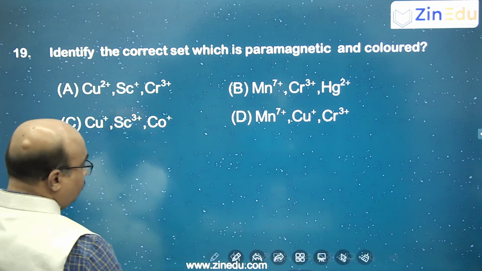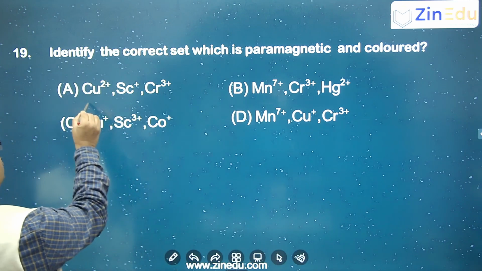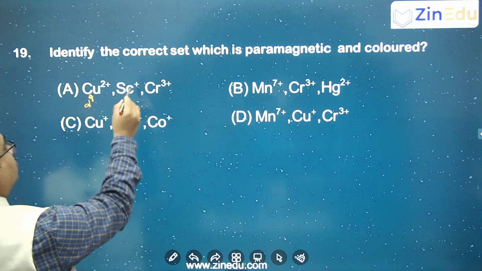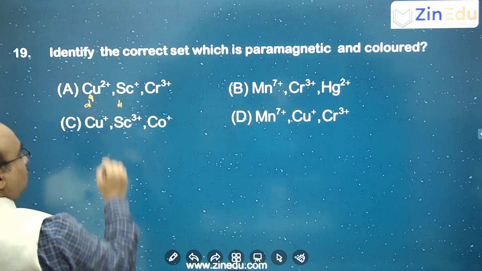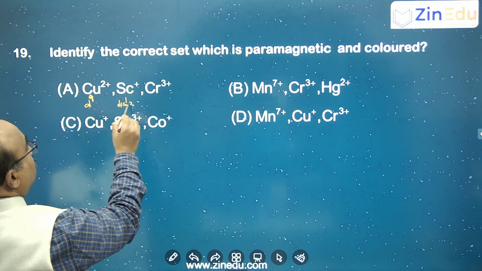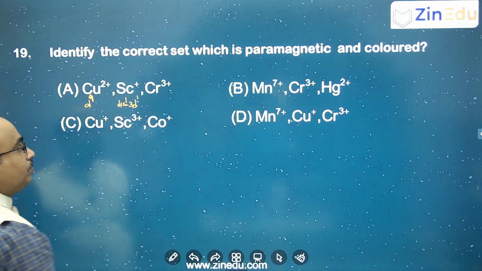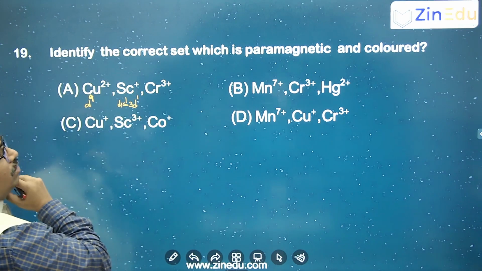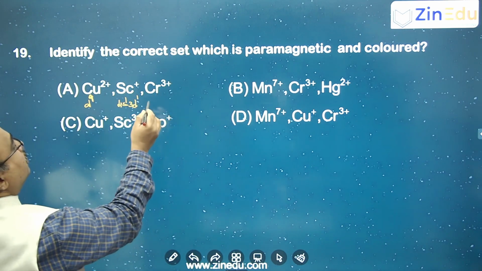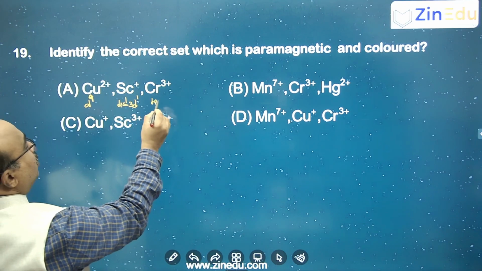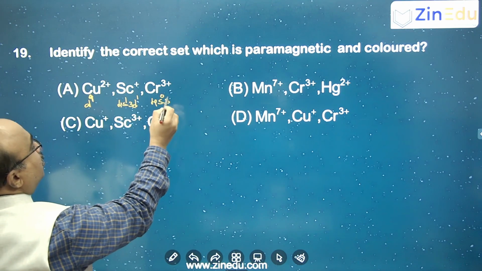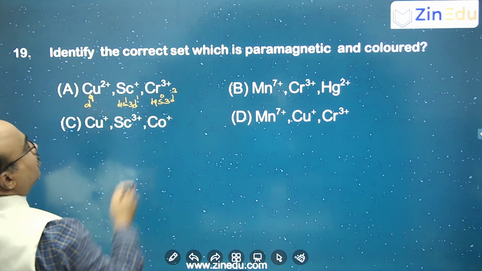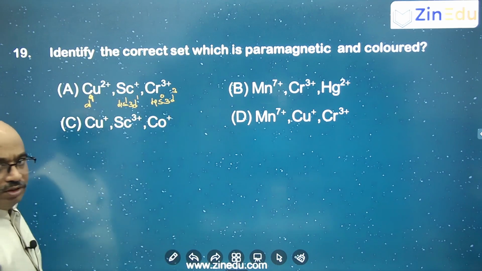If you see the ions which are given here, copper plus 2 has a d9 configuration, so there will be one unpaired electron. Scandium plus is 4s2 3d1. Now chromium plus 3, so it is 4s0; anyhow, you need not write that. Generally we will say 4s1 3d5, now plus 3 gives d3. So all these are having the d orbital with unpaired electrons.